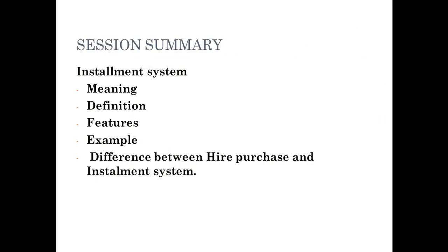So in this session, you have understood the meaning of installment system, two important key terms, that is possession and ownership of goods, then the definition given by Batliboi, features with one example, the car example, and the difference between hire purchase and installment system. Thanks for watching the video, and I hope you got some clarity on the meaning of installment system, how it is similar to hire purchase system and how it is different from hire purchase system.